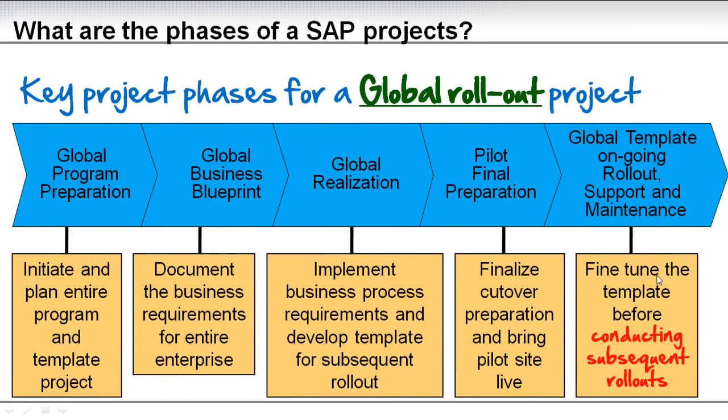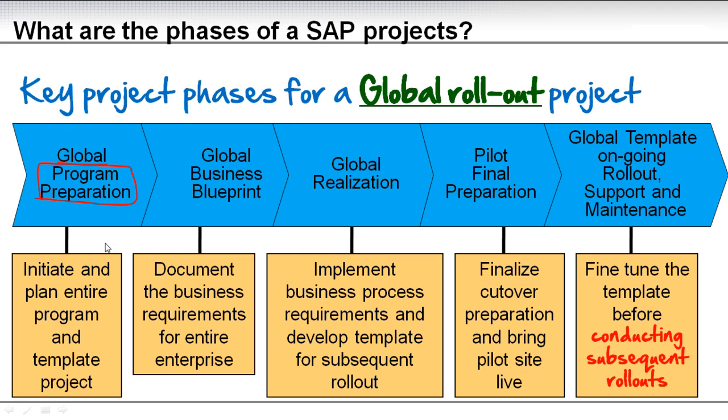Moving on, if we put on the global rollout dimension, here you have the same phases, but as you will see, it is now a global and program preparation. It is no longer a project. And this is because here you need to plan your global SAP program. And the program instead of a project is because here you will expect that you will have multiple rollouts and some of them might be running in parallel, and therefore you now are looking at a program.